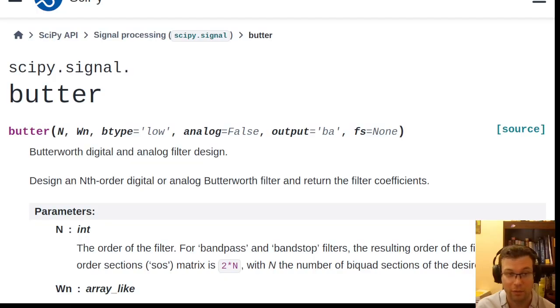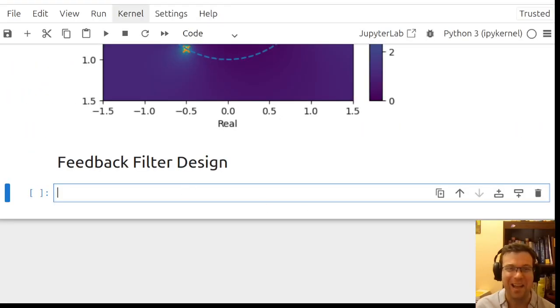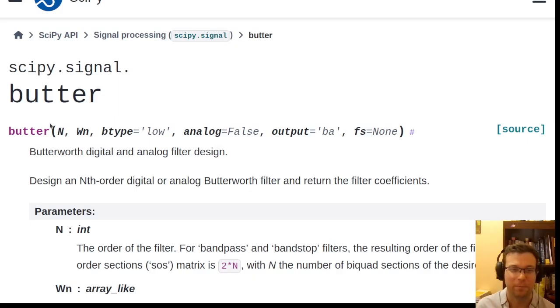Oh no. Crickets? Nobody liked that joke? Okay. All right. So let's look at how this works here.